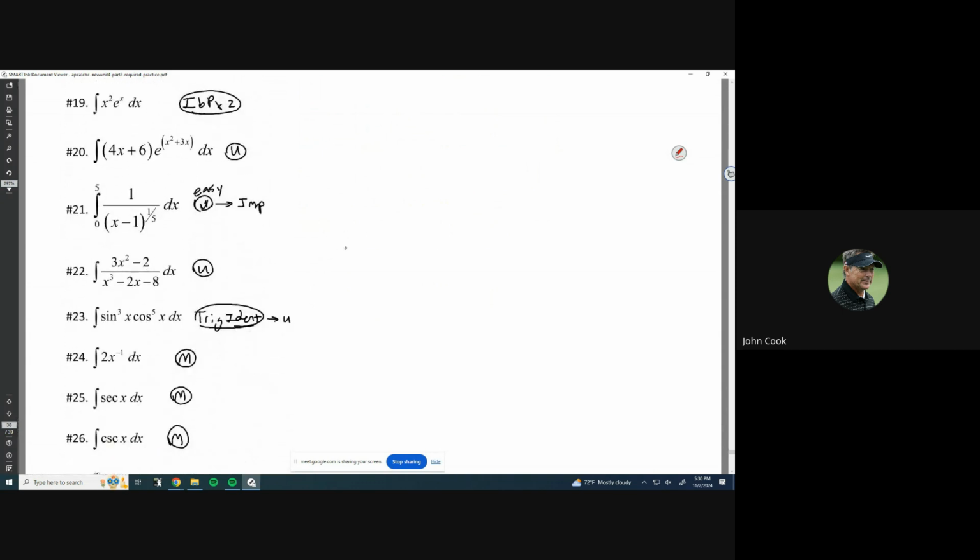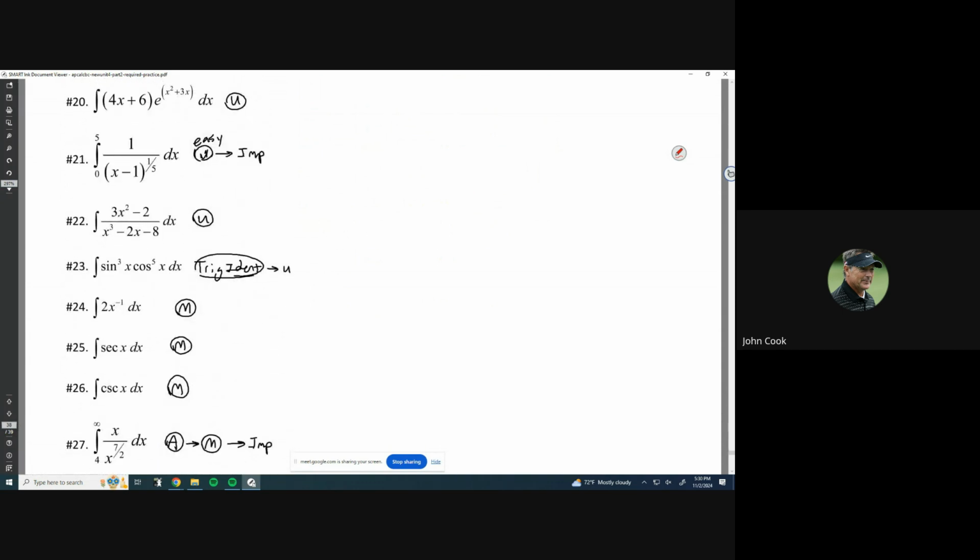Let's see the first one, trig identity. Here we go, number 23. For this one, sine to the third and cosine to the fifth, the main objective is that most of these trig identity problems are just going to use a u sub, maybe a really easy u sub to solve. But you first need to use some identities to utilize the u substitution. So with number 23, I've got sines and cosines.